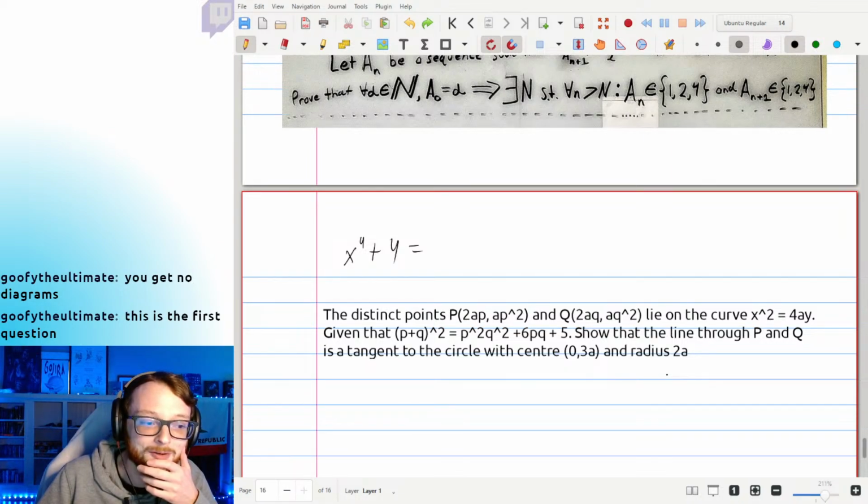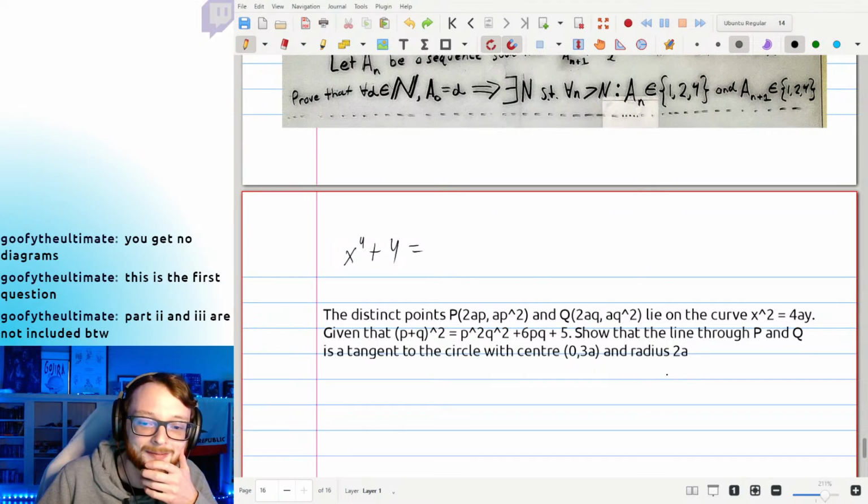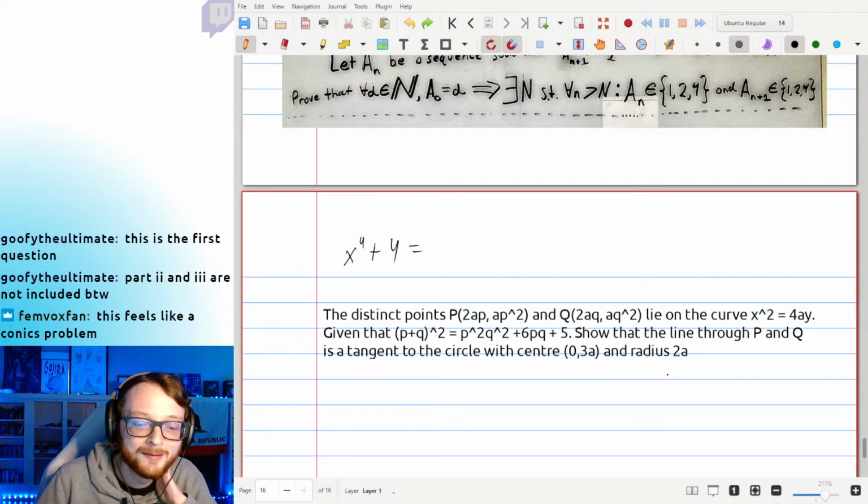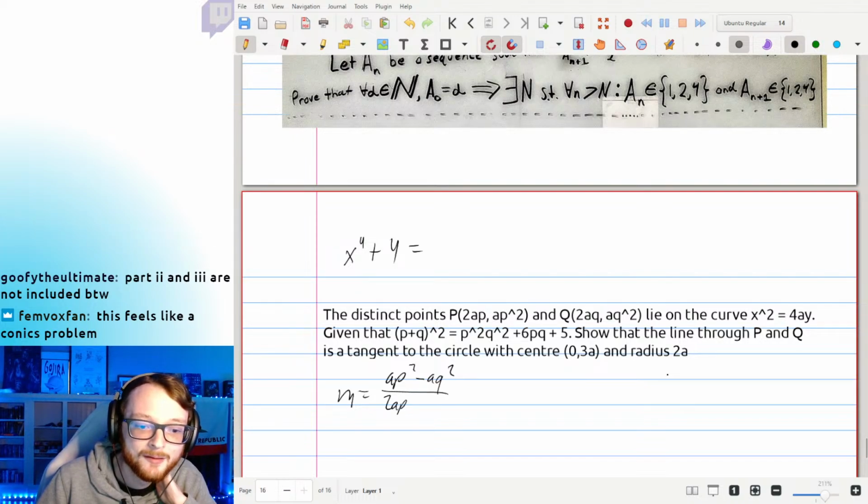This is part 1, and there's a 2 and 3. Wow. It does seem like a conics problem. I mean, the slope. This is disgusting. The slope of the line is that.